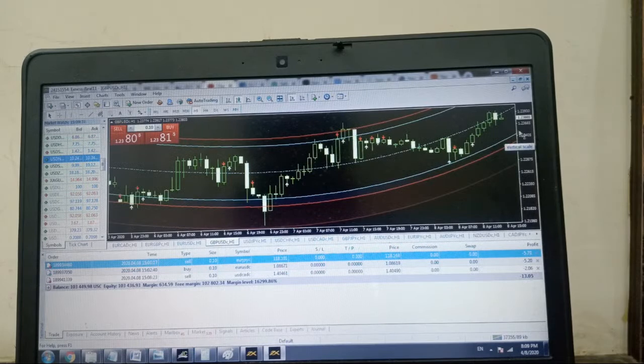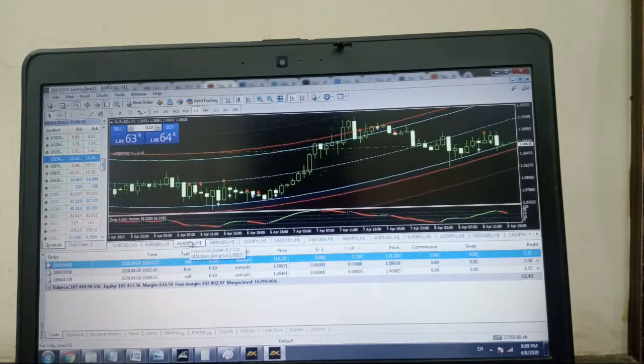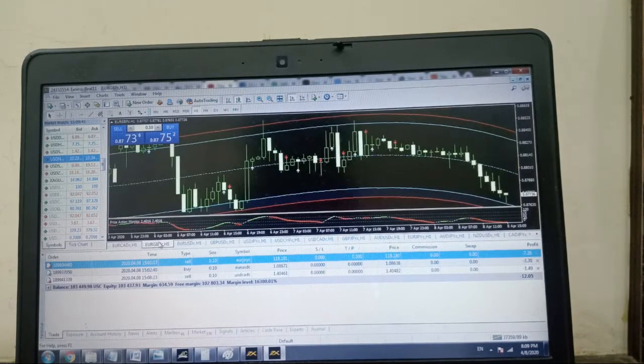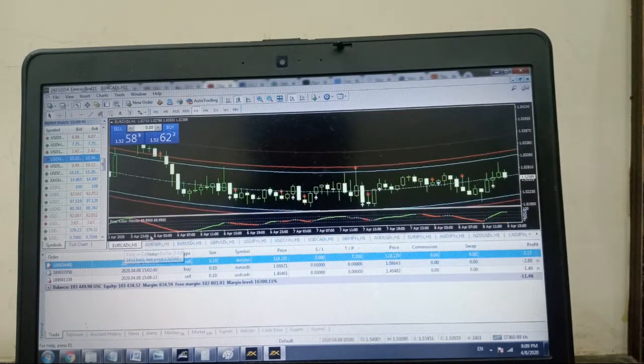Guys, I'm open to suggestions. Come up with your suggestions. This is the Great Britain Pound USD chart. What's next? This is the Euro USD chart, and this is the Euro Great Britain Pound chart, and at last, this is the Euro Canadian dollar chart. So, guys who are watching this live stream, come on.